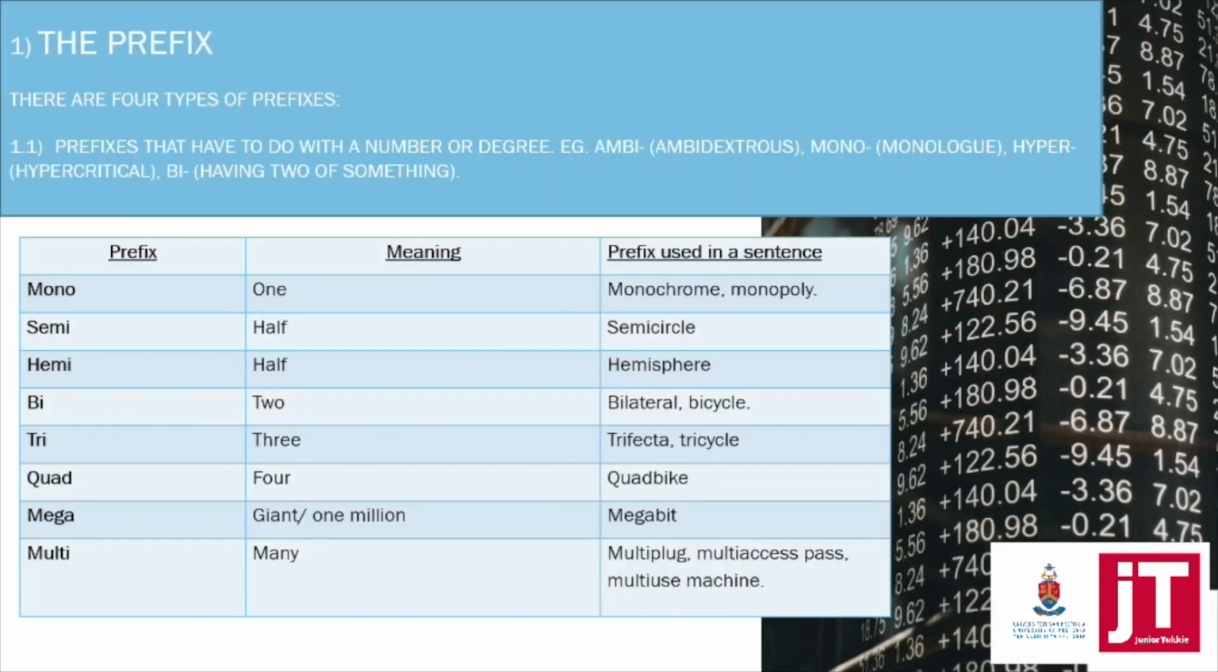Okay, so when it comes to prefixes, there are 4 types, and we are going to look at each one of these in more detail. Let us start with 1.1, which is the prefix that has to do with number or degree. Okay, so there's lots and lots. These are the most common ones, and I do suggest if you have the theory booklet, to study them on there, or if you can write it down from here, whatever works, but it's important that you know these. Okay, so let's start with ambi.